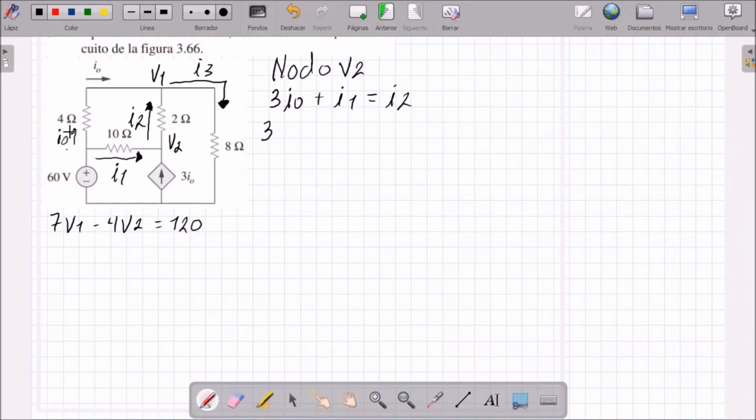Which would be 60 minus B1 over 4. 3 times 60 minus B1 over 4, plus the current I1 that comes this way, in this direction, which would be 60 minus B2 over 10. These are the two currents that enter, the same as the one that leaves, which would be B2 minus B1 over 2.